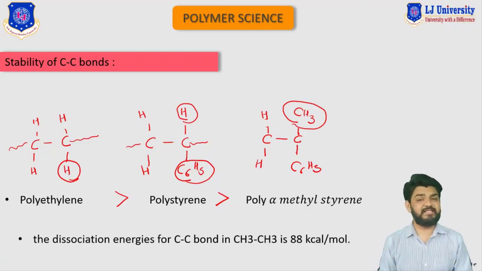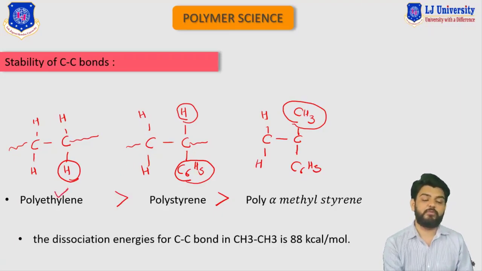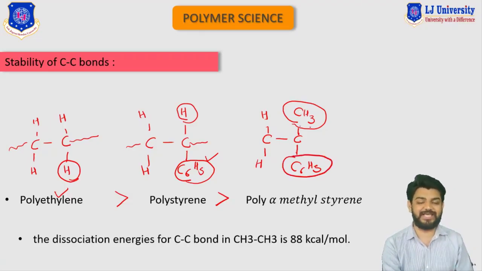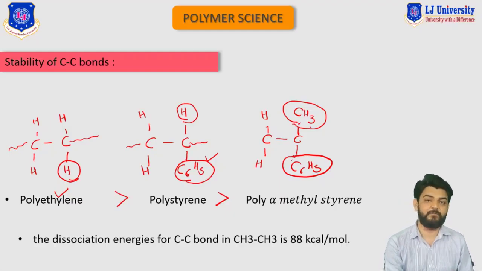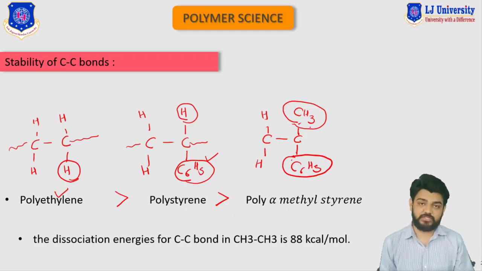So from these examples, we can say that as we keep adding different functional groups or substituents to the carbon chain, it will increase its bulkiness and it will reduce its thermal stability, right? As you can see here, this ethylene molecule or polyethylene has the least substituents or functional groups, while polystyrene has one functional group, C6H5. And this polyalpha methyl styrene has two substituents, CH3 and C6H5. So its stability further reduces.